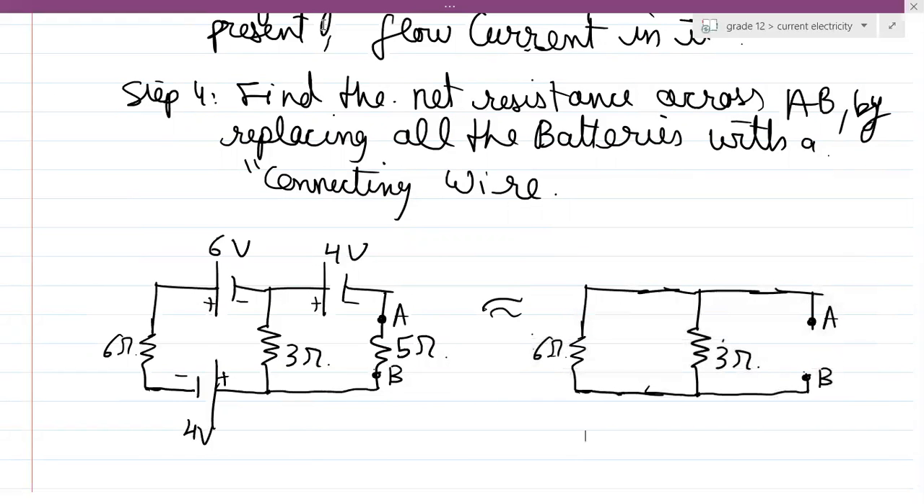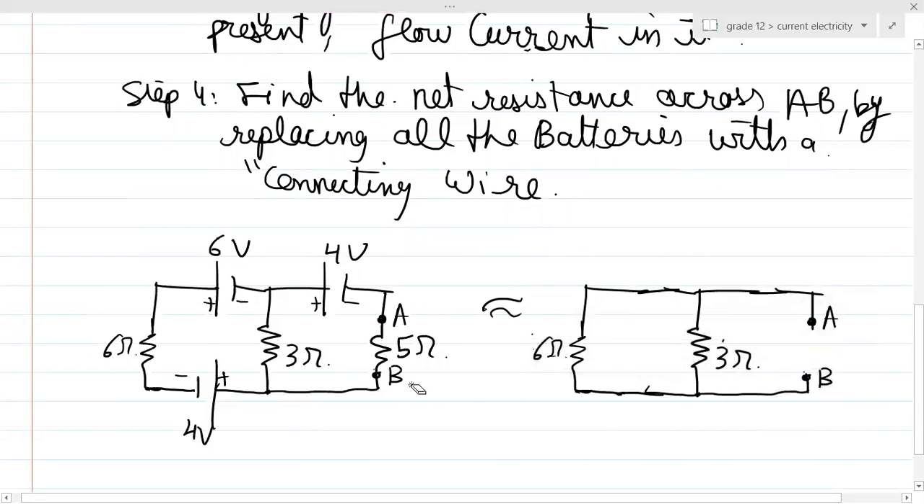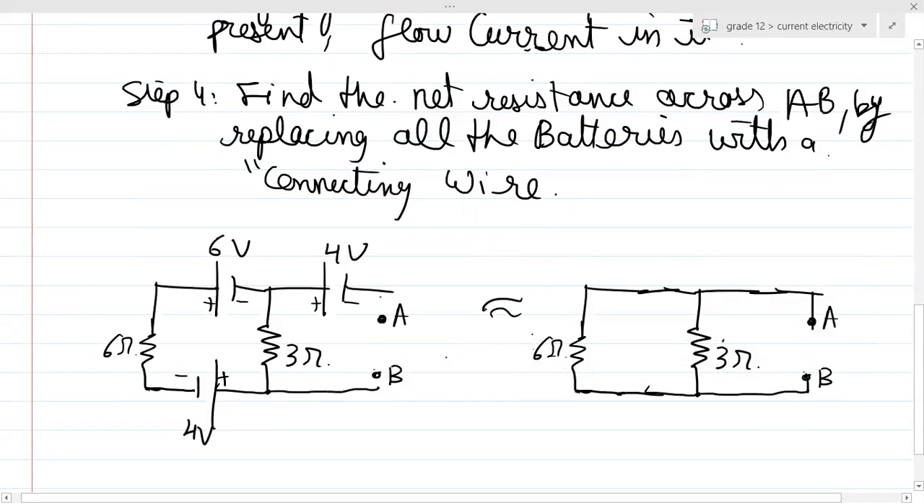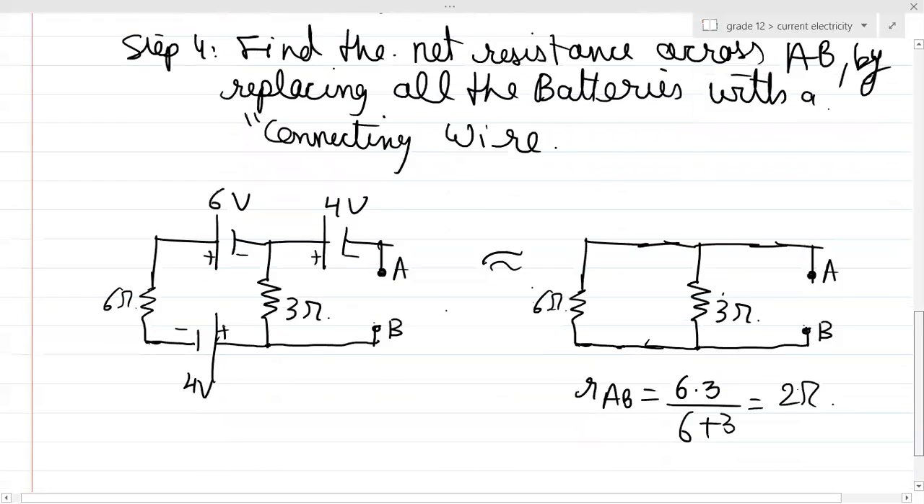Now you could understand properly, right? So wherever there were batteries, I replaced those batteries. And can you see it's just a wire, a wire, a wire. So somewhat like this will be formed. Yes or no? So you will calculate this resistance RAB, which is basically 6 ohm and 3 ohm in parallel. So 6 into 3 by 6 plus 3 is how much? 2. So 2 ohm.